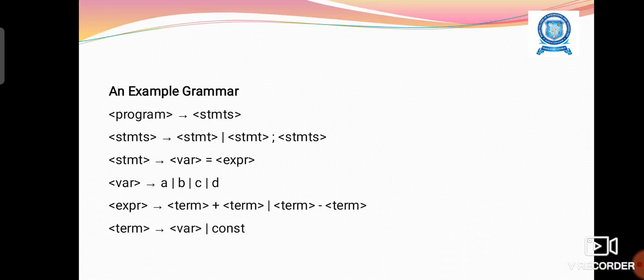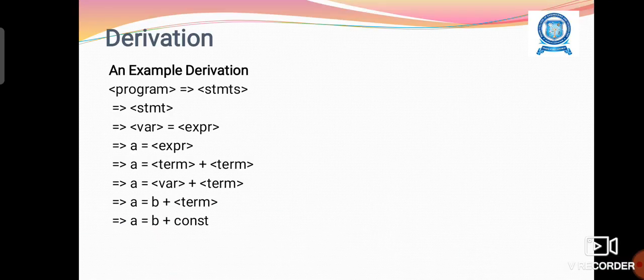These substitutions are taken from the grammar. So we get A equals variable plus term. In the next step we substitute B for variable, so we get A equals B plus term. In the next line we substitute constant for term. So in the derivation, each substitution is performed in an individual step, and finally we get one programming statement, A equals B plus constant.